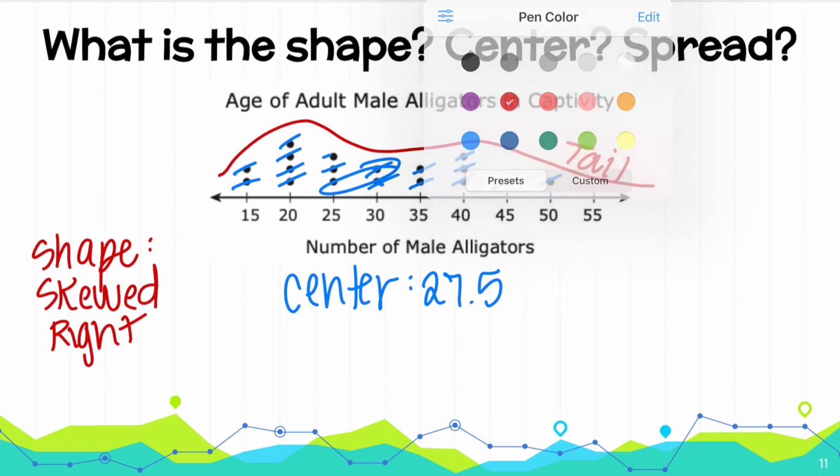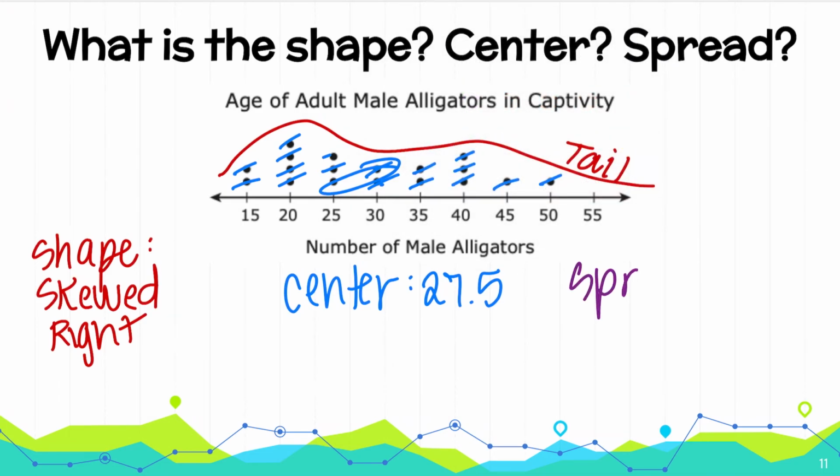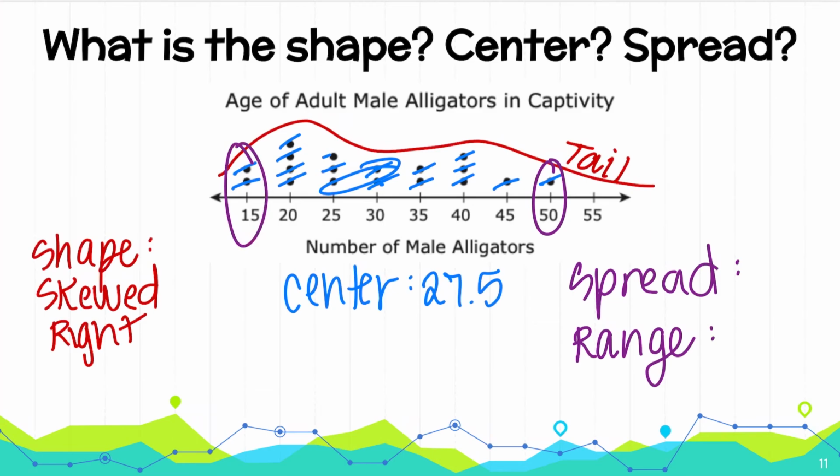And then for my spread. And for now, I'm only going to identify my range. You could also identify your interquartile range from your dot plot by listing out all of your numbers and then calculating your quartile values. But for my range, the difference between 50 and 15 is 35. So my graph has a spread of 35 alligators.